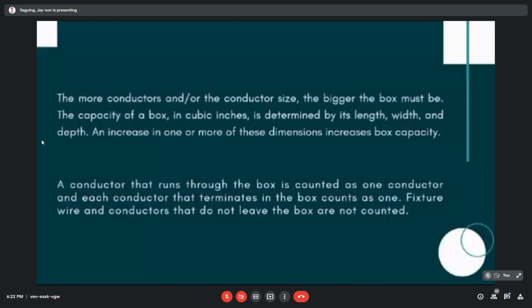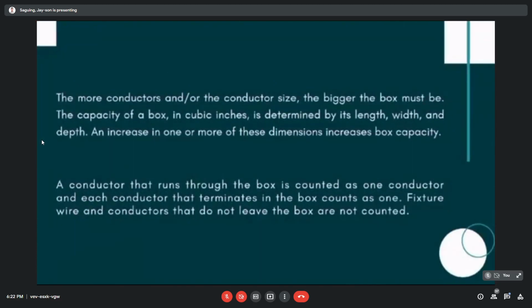The conductors in the electrical box need sufficient open air space to prevent overheating. Therefore, the more conductors and the larger the conductor size, the bigger the box must be. The capacity of a box in cubic inches is determined by its length, width, and depth. So, if its dimensions increase, the capacity of the box also increases. But some boxes are designed so they can be counted together to increase box capacity.